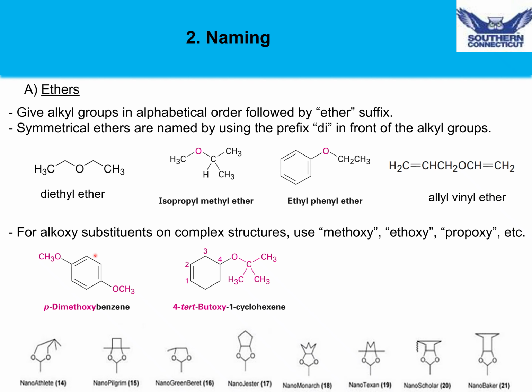So we name this as para-dimethoxybenzene. We could also name it as 1,4-dimethoxybenzene.